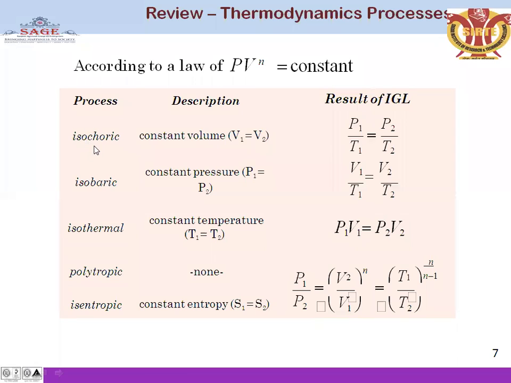Isochoric means constant volume process, isobaric means constant pressure process, isothermal means constant temperature process, polytropic is a general process, and isentropic is constant entropy, the reversible adiabatic process in which the entropy remains constant. One by one, these were already discussed in unit 1. Here I am also discussing constant volume, in which the volume remains constant, that is V1 is equal to V2.